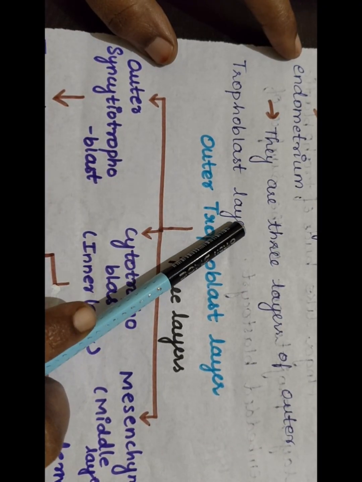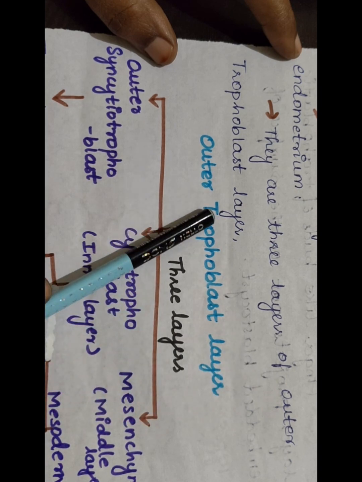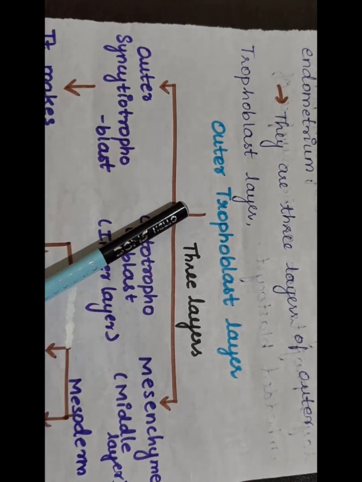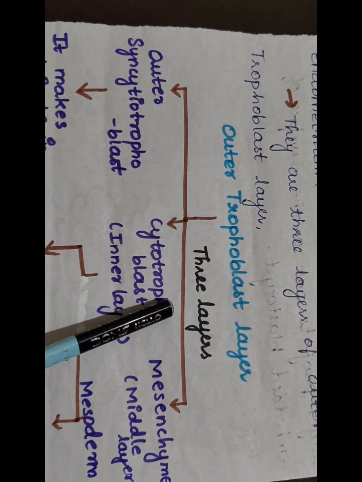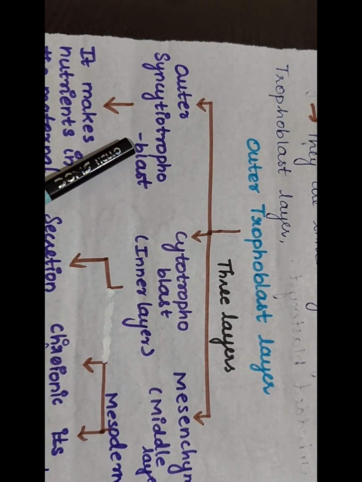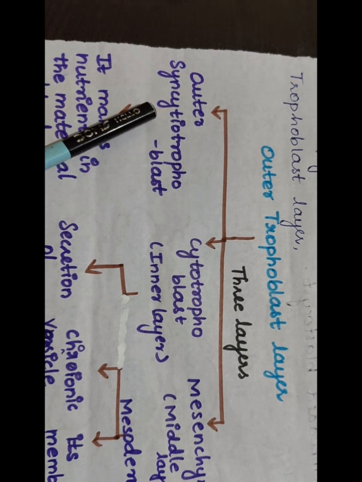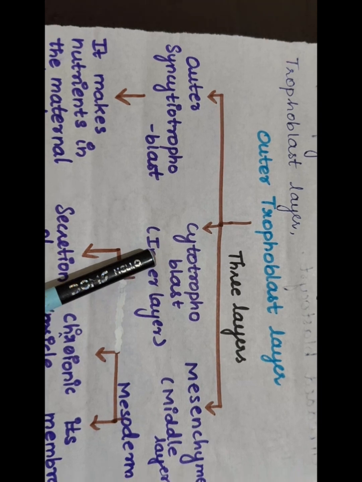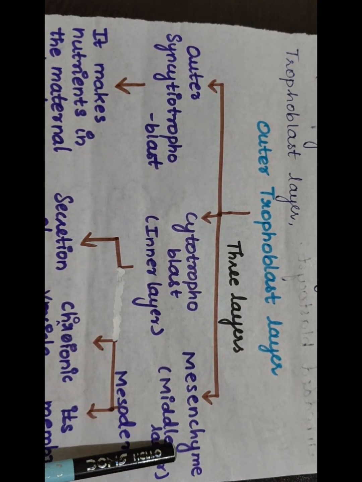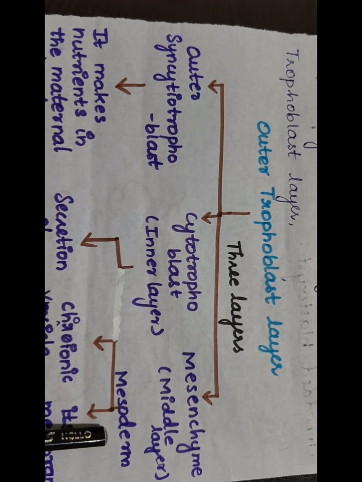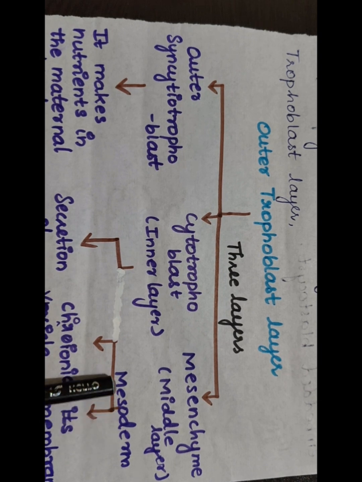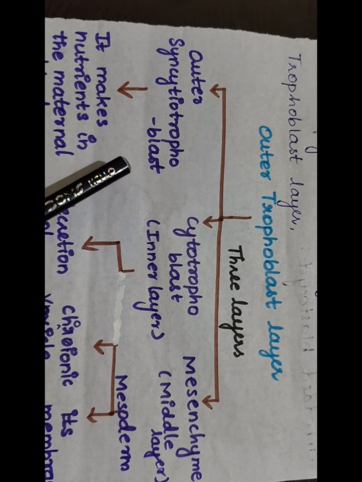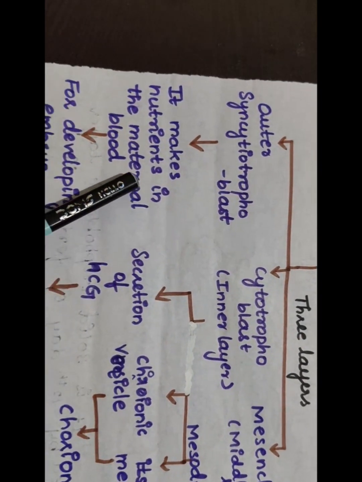There are 3 layers of the outer trophoblast. The trophoblast has these 3 layers. The outer layer is the syncytiotrophoblast, the inner layer is the cytotrophoblast, and the middle layer is the mesenchyma, which we can also say is the mesoderm. Now we'll see what occurs in the outer layer, inner layer, and middle layer.